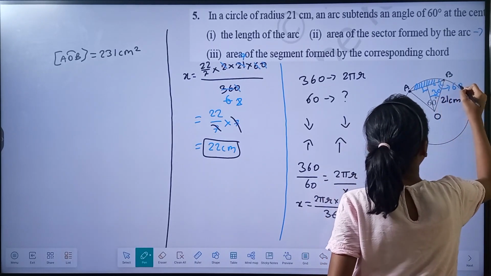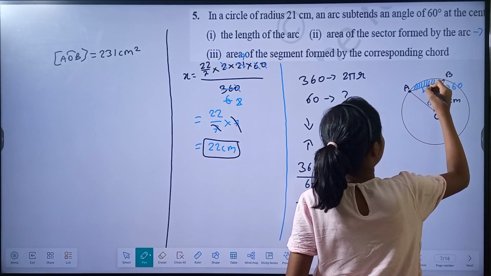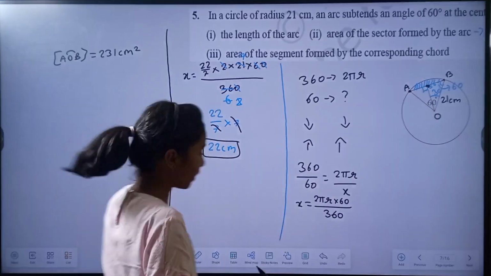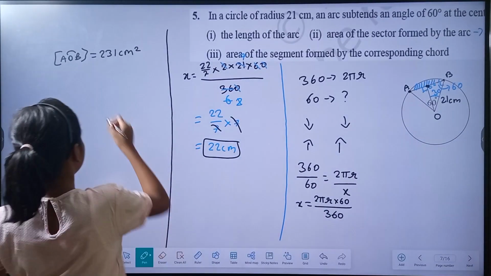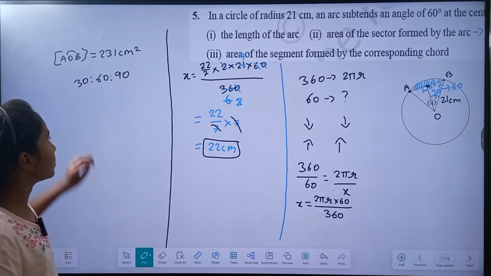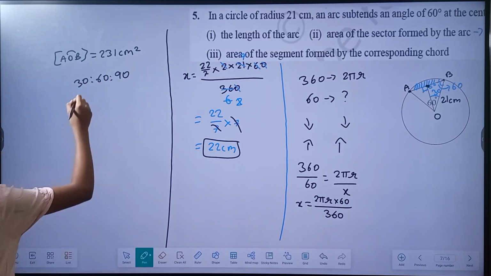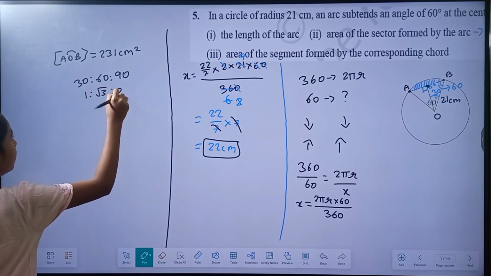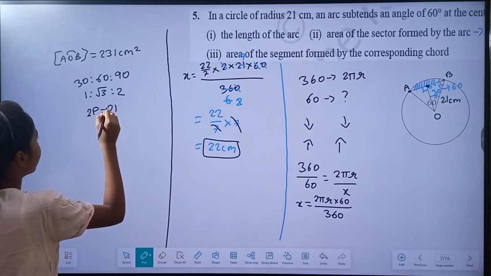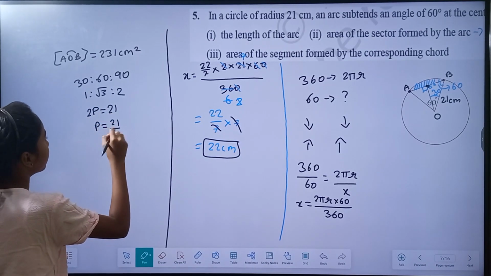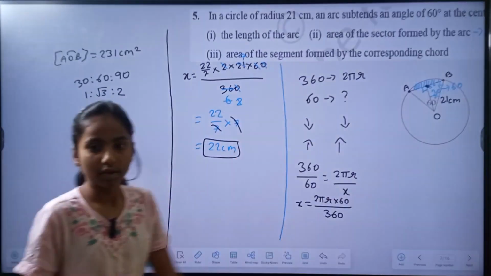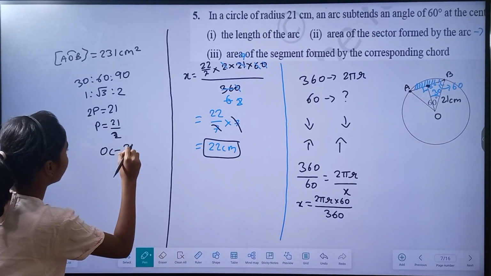This one equals 60, and let us label this point C. So we have a 30, 60, 90 triangle over here. The sides opposite to these angles are in the ratio of 1 is to root 3 is to 2. And we have 90 opposite 21 centimeter, which is 2p equal to 21, p equal to 21 by 2, which means the side opposite to 30, OC, equals 21 by 2.